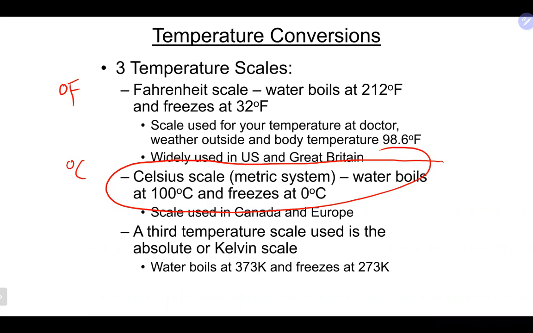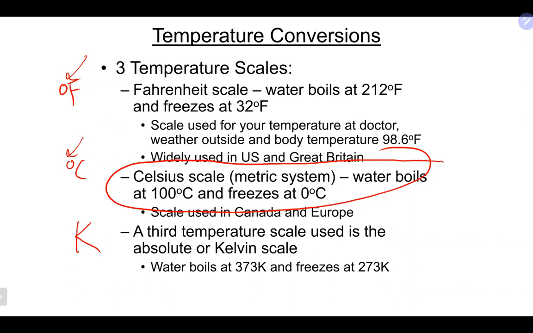The third temperature scale used to be called the absolute temperature scale. It was later renamed for a guy named Lord Kelvin, and it's now called the Kelvin temperature scale. Kelvin is a little bit different than the other two in that it is just K for Kelvin. There is no degree written with it. So you say something like 273 Kelvin. You do not say 273 degrees Kelvin. On the Kelvin scale, water boils at 373 Kelvin and freezes at 273 Kelvin.